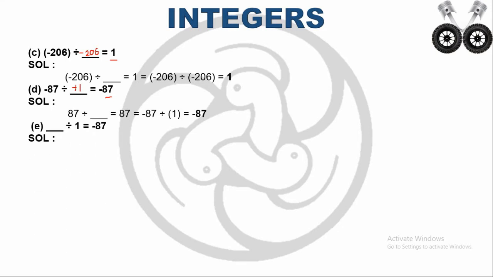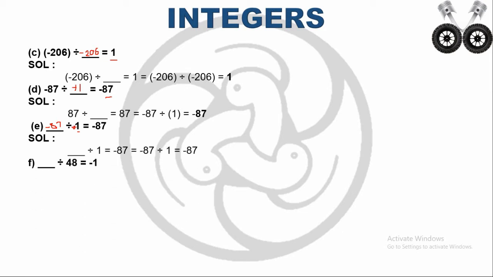So the next one is dash divided by 1 equals minus 87. So already 1 is here, so the answer should be 87. In the answer I have the negative sign. So that means the two integers should have different signs. So minus 87 divided by 1, we will get the answer as minus 87.